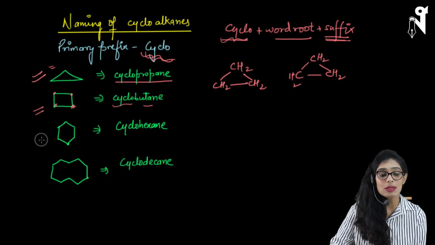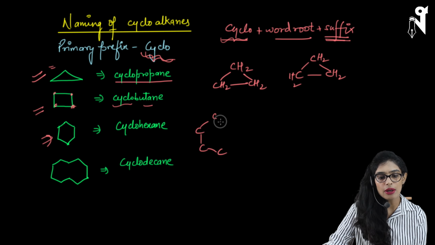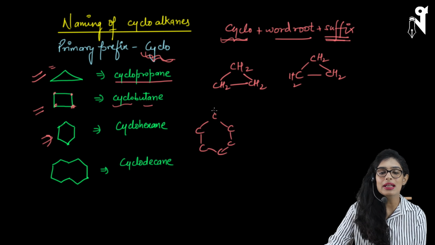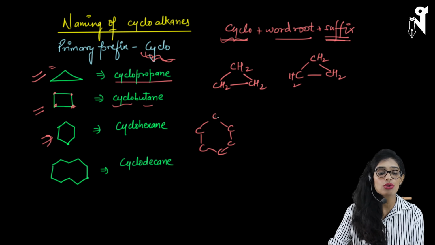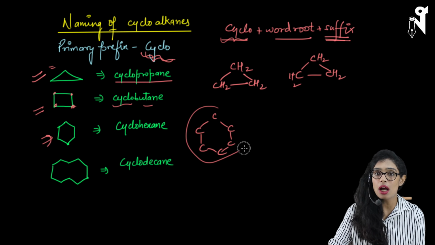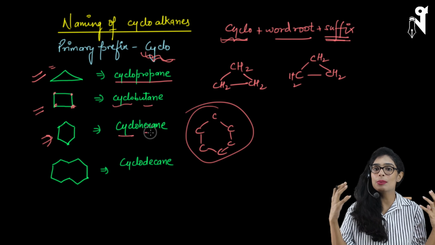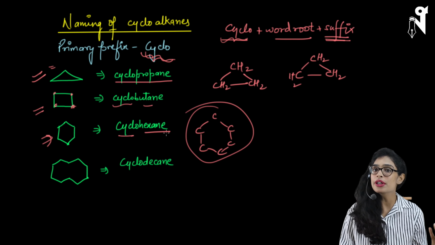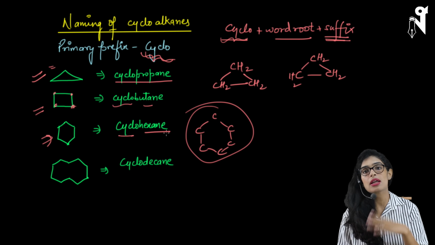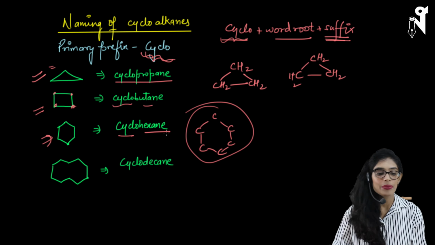Next is a 6-membered chain. It's something like this. I'm not filling in hydrogens, and I hope you will understand that all the valencies are already fulfilled by hydrogen. So it is a 6 carbon chain, a 6-membered carbon ring, and because it is cyclic, we will name it cyclohexane. There will be no gap in the name, as we have already discussed before, that in IUPAC naming we don't have any spaces.